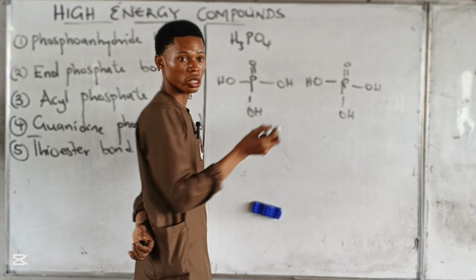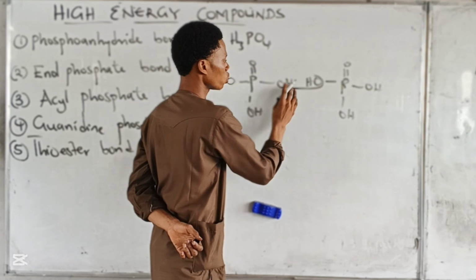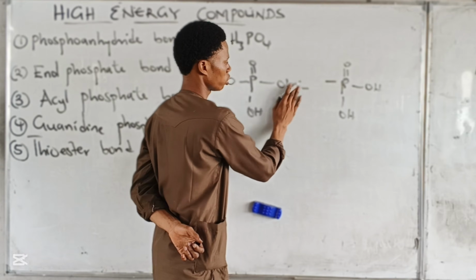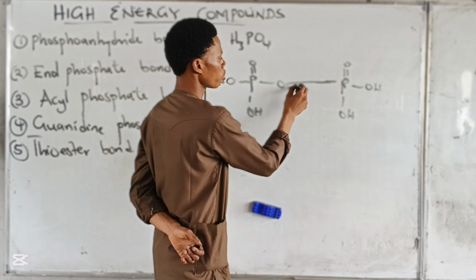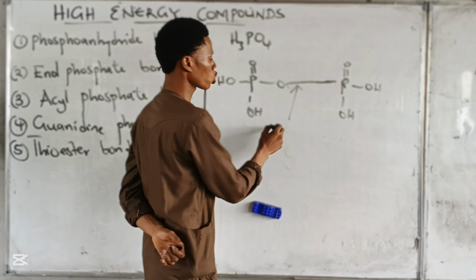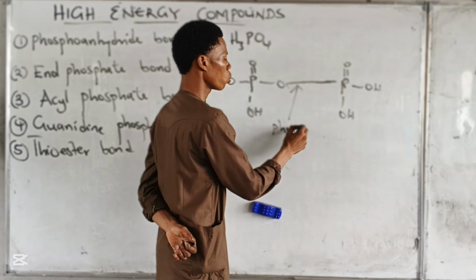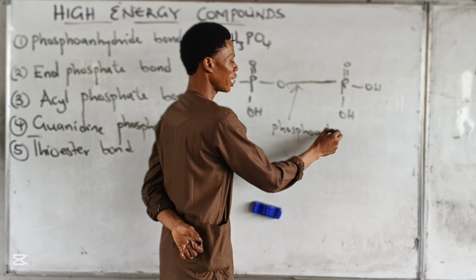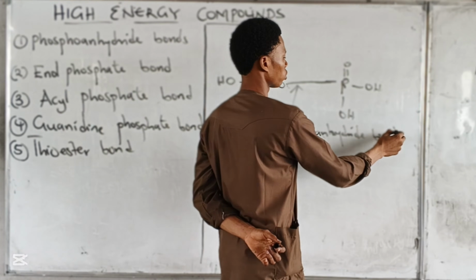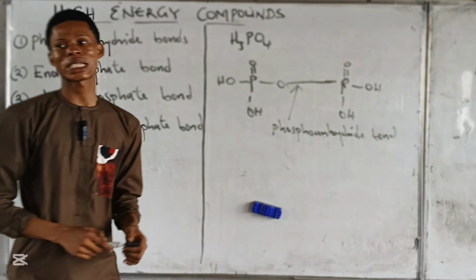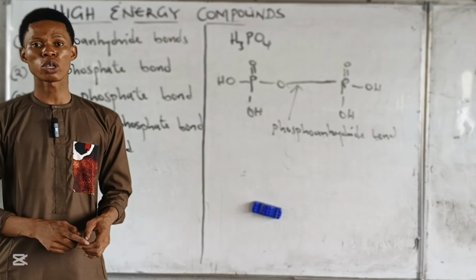Water is H2O, right? So HOH, water. So this part is going off. Then we now have this. This bond formed between 2 phosphoric acid molecules is called what? Phosphoanhydride bond. And it is the lowest in energy. An example is found in ATP.